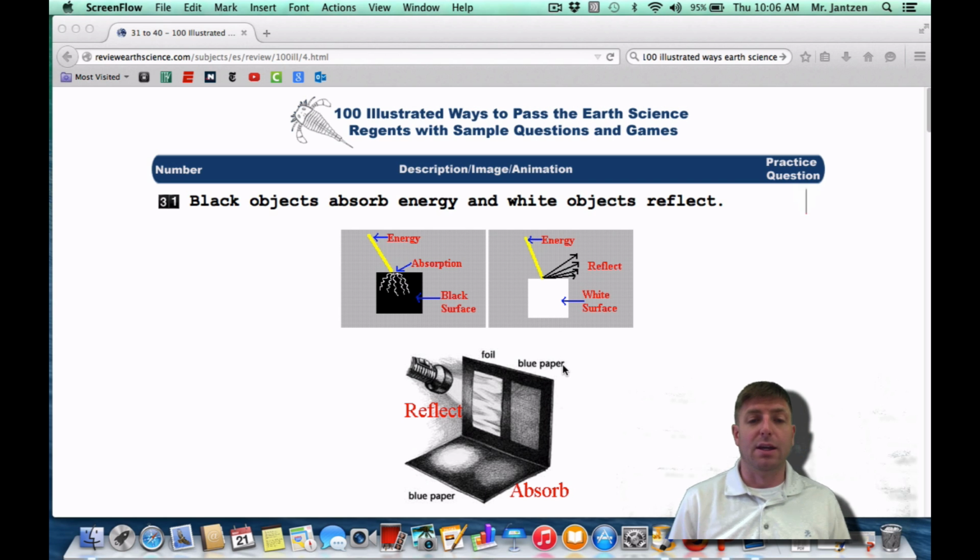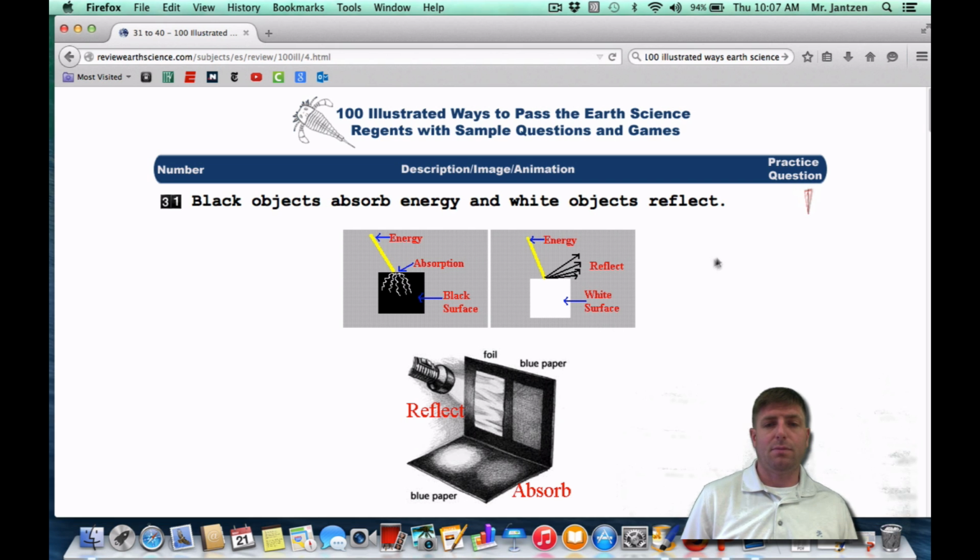If you do a simple experiment, maybe you did it in class with a black and shiny can, or even here with foil versus blue paper, you can easily measure that the foil is going to reflect more energy and the blue paper will absorb more energy.